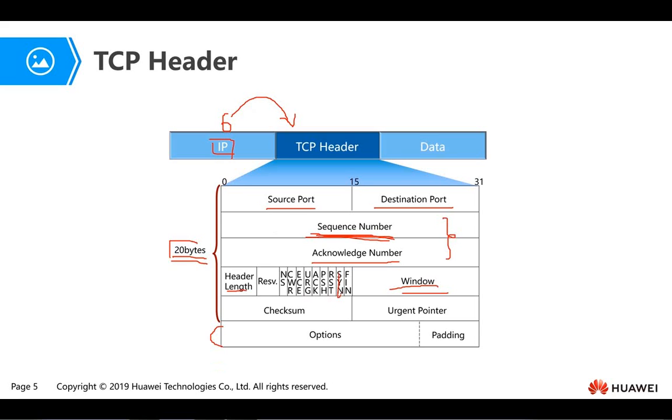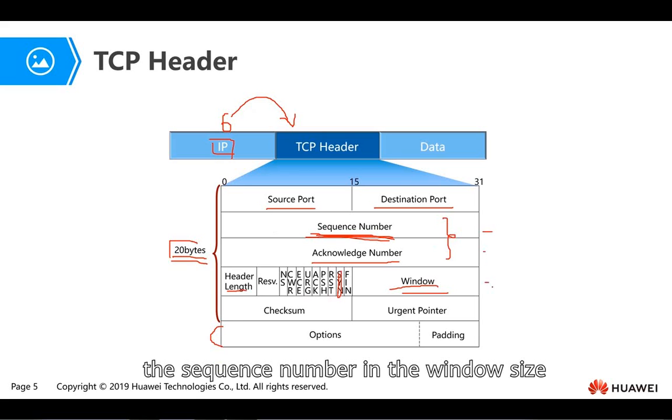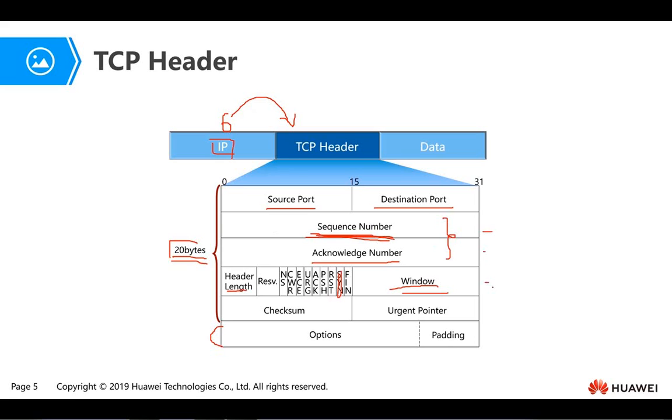The SYN is just to synchronize the sequence number and the window size between the source and the destination, because it's connection oriented. So when they establish a connection, they need to inform the other side which sequence number I will use and what window size. That's the SYN. And then the ACK, the acknowledge, is just to confirm how many bytes I have received.